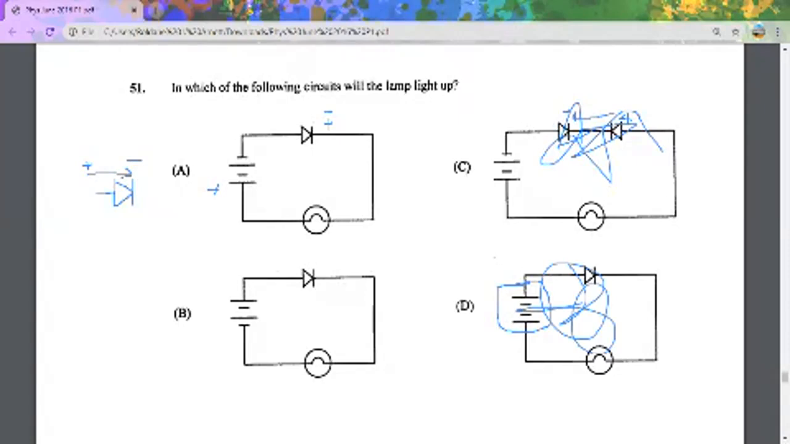Let's look at B. So B has a negative side connected here. You can see negative, and the positive side connected right here. So that means the current is flowing in the direction of the arrow of the diode, where the diode is pointing. So this would be the correct answer, B.